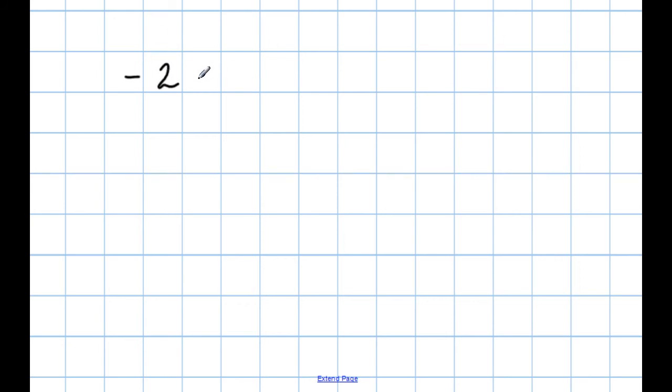Minus 2 take away 8. So it's already minus and you're taking away 8. Well, the answer to that is minus 10. You're making it more negative. Let's look at another one. Minus 6 add 5. So you've got a negative number and you're adding to it. Minus 6 add 5 is minus 1. If you don't know how to do that, I say look up negative numbers.